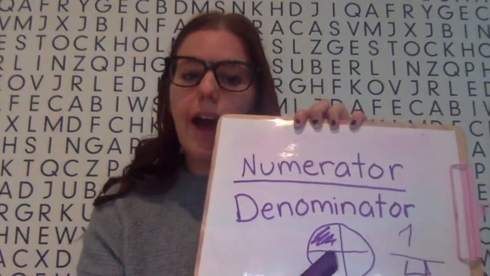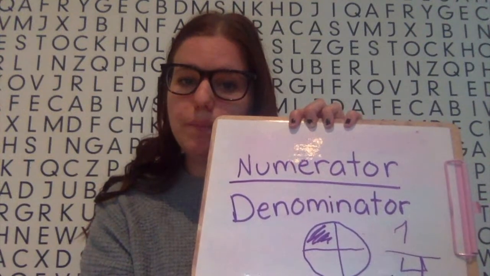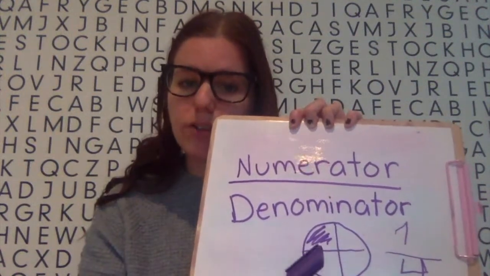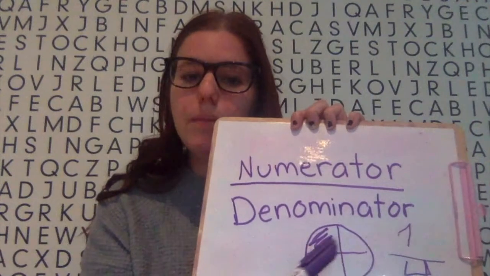1/4. On the bottom, how many parts our whole is broken into. On the top, how many of those we get. So if we look, here is the example. I have 4 parts that my whole is broken into on the bottom. I'm getting 1 of those, so 1/4.